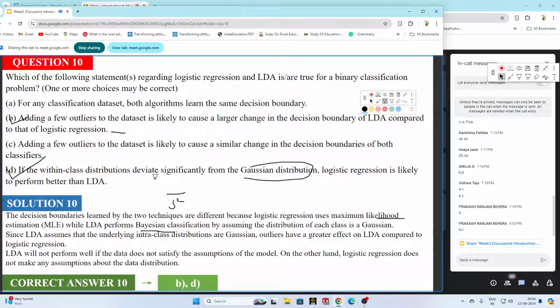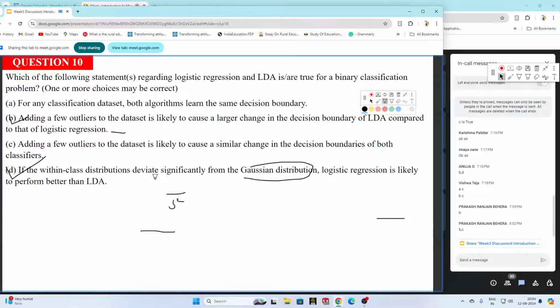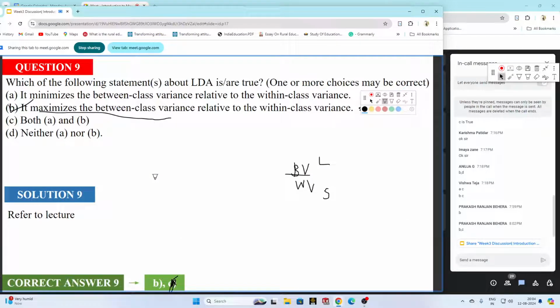Can you please show me question number 9 if you don't mind, for a few minutes? Yeah, this is question number 9. This slide I will also provide in that folder. Yeah, sure. Thanks a lot, sir.